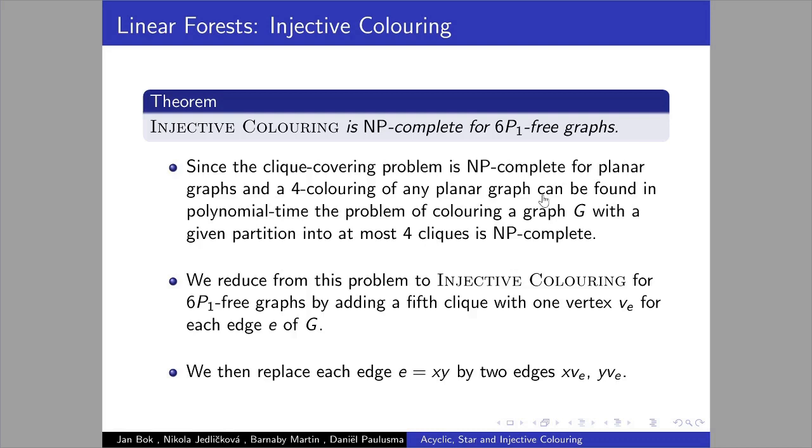And finally we have this result: injective coloring is NP-complete for 6P1-free graphs. And we show this by reducing from the coloring problem, given a partition of a graph into 4 cliques. And what we do is we add a fifth clique with one vertex for each edge in my original graph, and I then replace each edge by 2 edges, one from each of its endpoints to the corresponding vertex in my new clique, to get a graph which has an injective coloring with k colors if and only if G has a coloring with k colors.